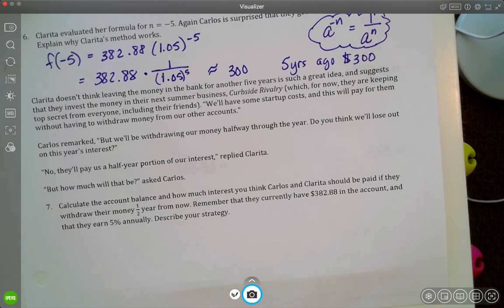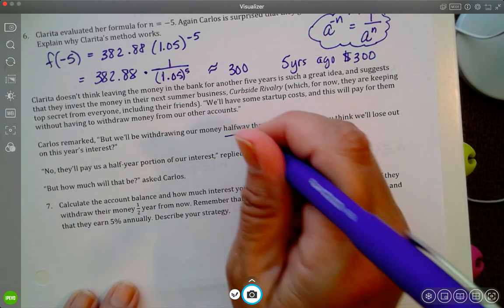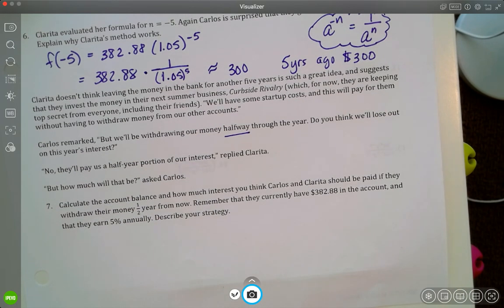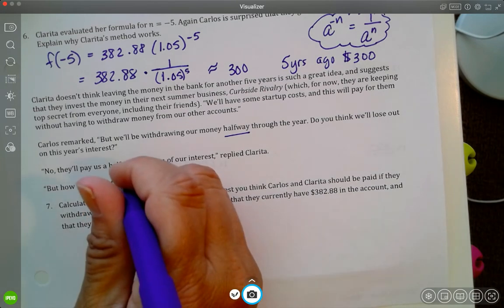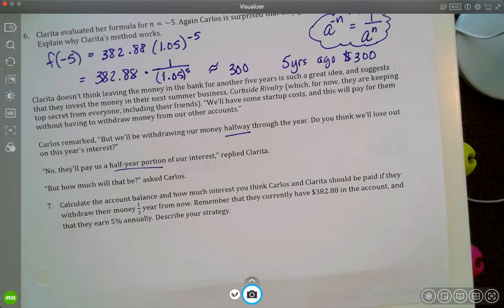Okay, anyway, we'll have some startup costs, and this will pay for them without having to withdraw money from our other account. And Carlos remarked, but we'll be withdrawing our money halfway through the year. So do you think we'll lose out on this year's interest? And she says, no, they'll pay us the half-year portion of our interest. But how much will that be? Asked Carlos. So calculate the account balance.